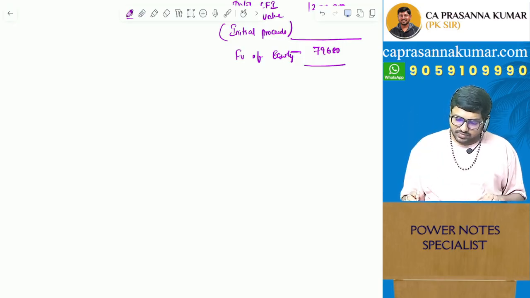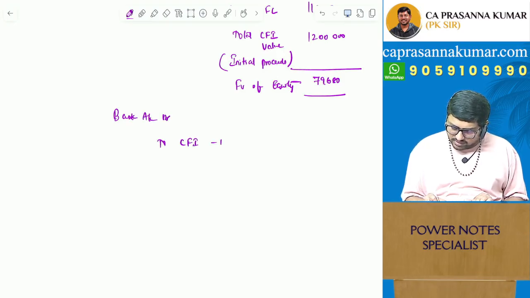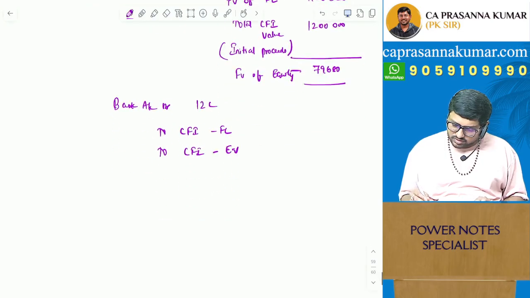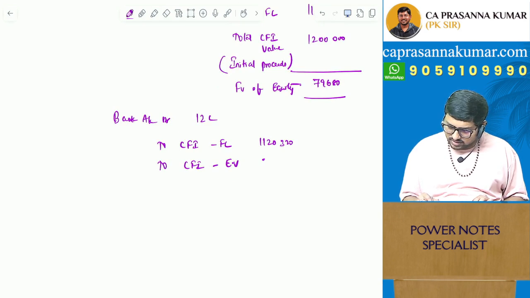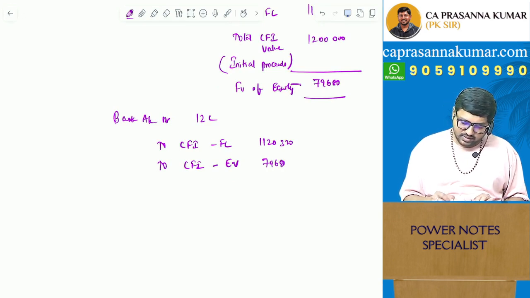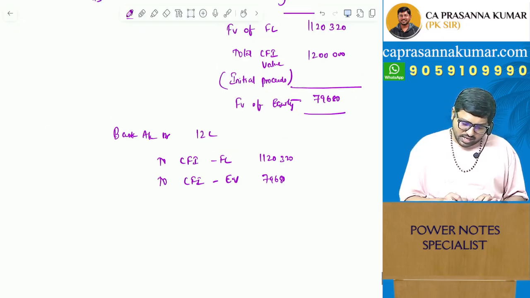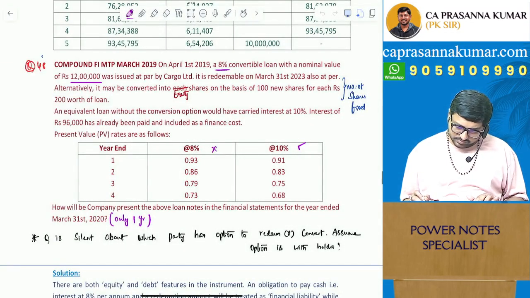Okay. So you have the entry. Bank account debit to CFI financial liability and CFI equity. Okay. 12 lakhs. So this will be 11 lakh 20,320 and 79,680. This will be your initial recognition entry, correct? Which will happen on 1/4/19. I hope the date is 19 only. Right?